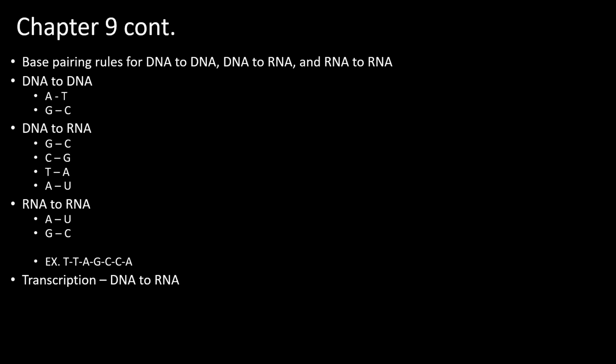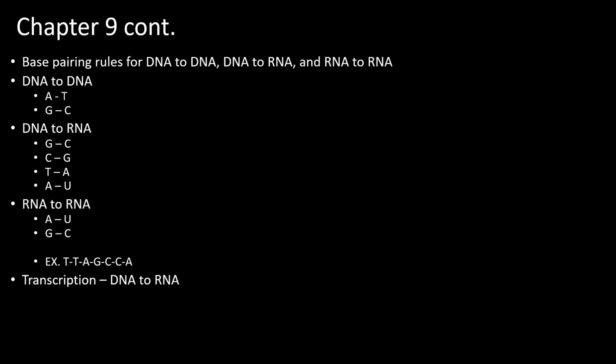So I have a little example here. If I have T, T, A, G, C, C, A, is this DNA or RNA? Well, if there's a T present, this is DNA. So you could use this and practice your base pairing rules. If I'm going DNA to DNA, the two T's would pair with A's, A would pair with T, G would pair with C, and the C's would pair with G. But if I'm using this DNA to make RNA, there would be some differences. So you can use this to practice.